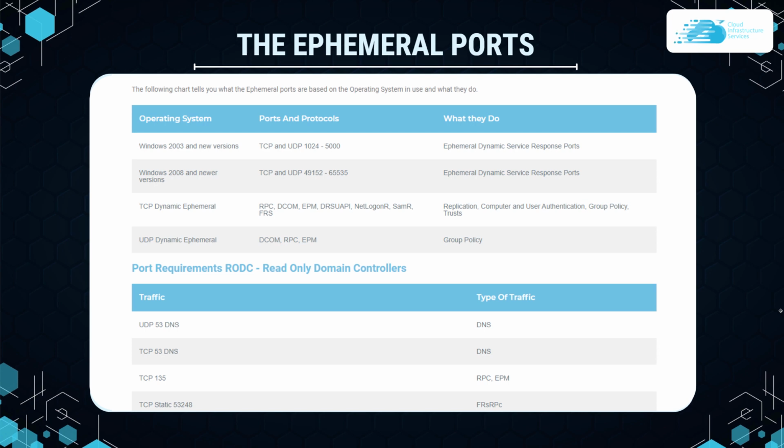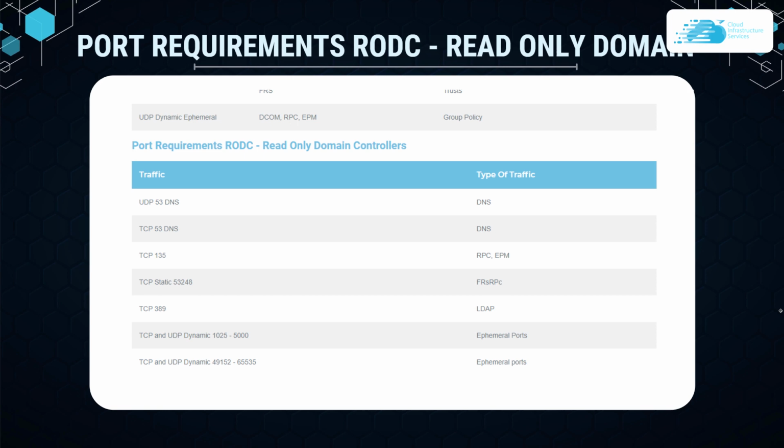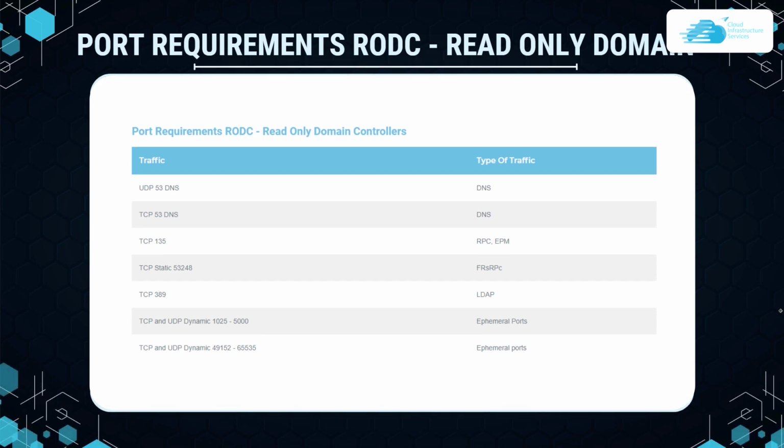And last but not the least, we have the port requirements for RODC, which stands for Read Only Domain Controllers. As you can see, we have the traffic and the type of traffic. So UDP 53 is used for DNS and TCP 53 is also used for DNS. TCP 135 can be used for RPC and EPM. And we already know that TCP 389 is used for LDAP. And if you want to set TCP and UDP dynamic, then we have the ports from 1025 to 5000, and then we have a different range starting from 49152 to 65535. Anyways, this was the complete list of Active Directory ports and their purpose.